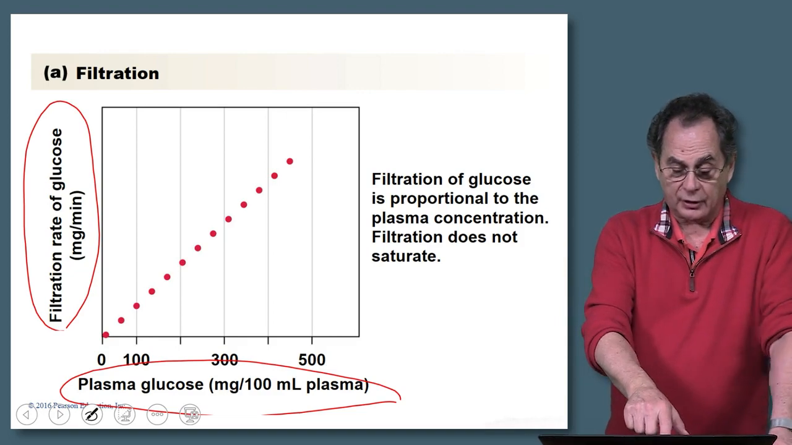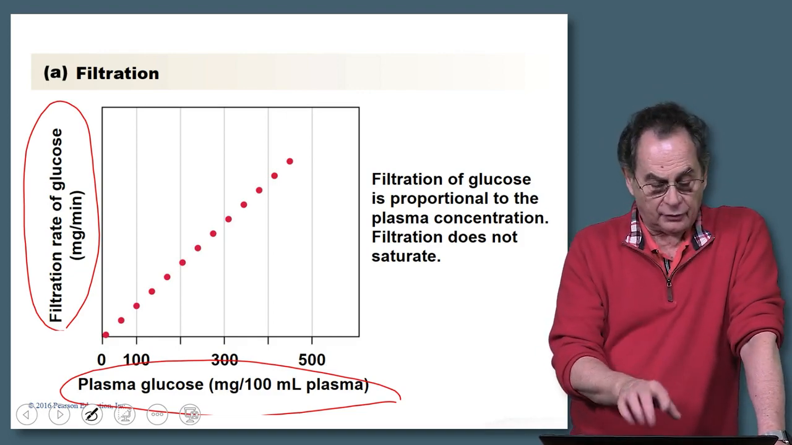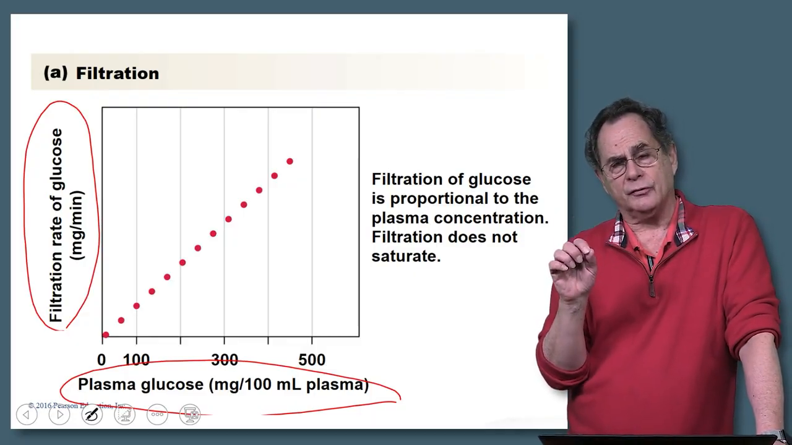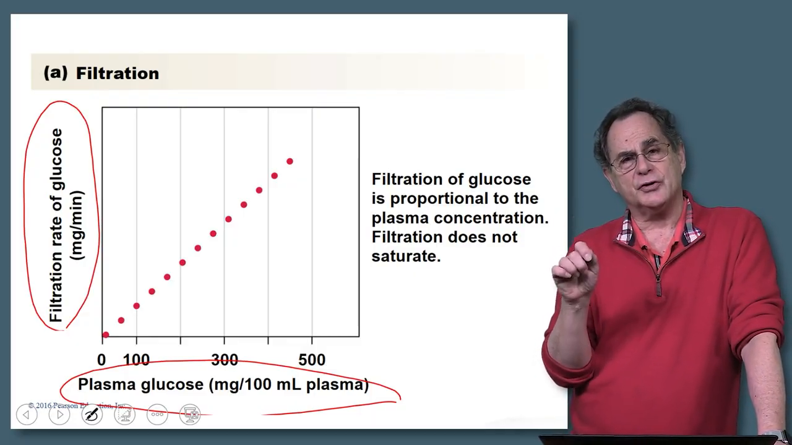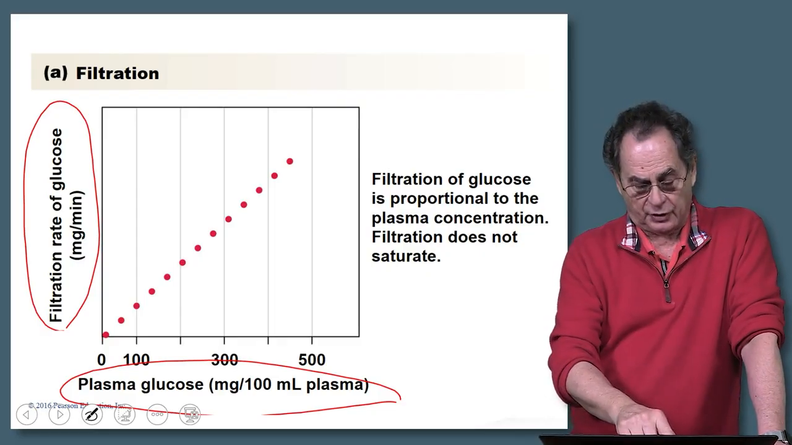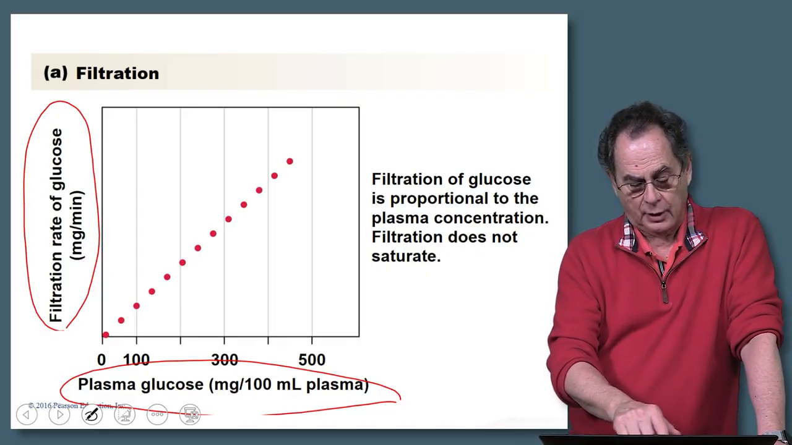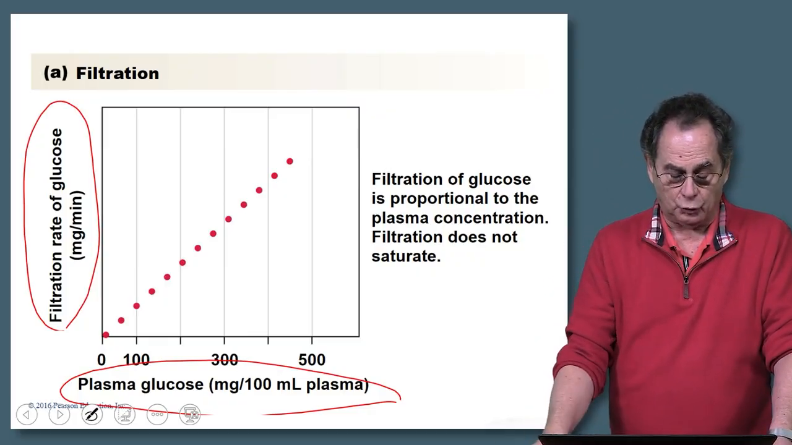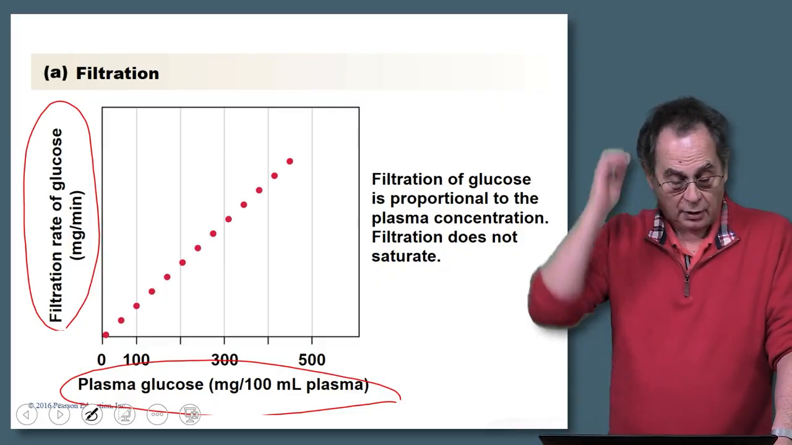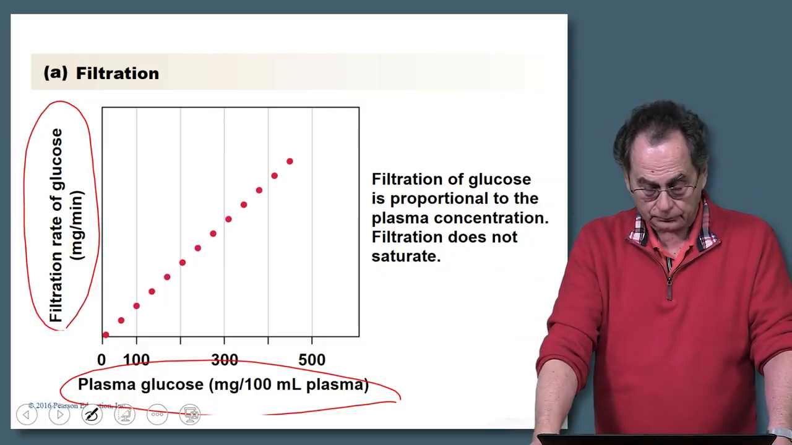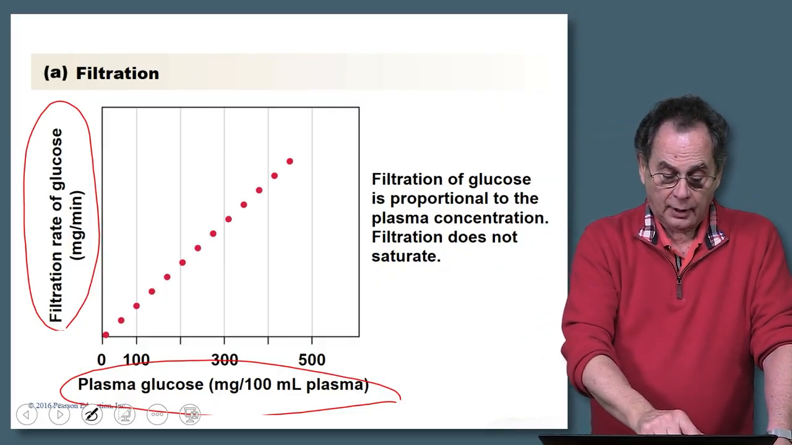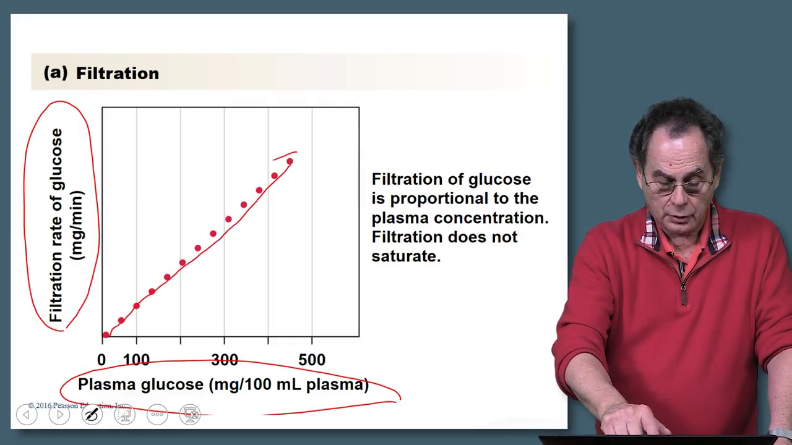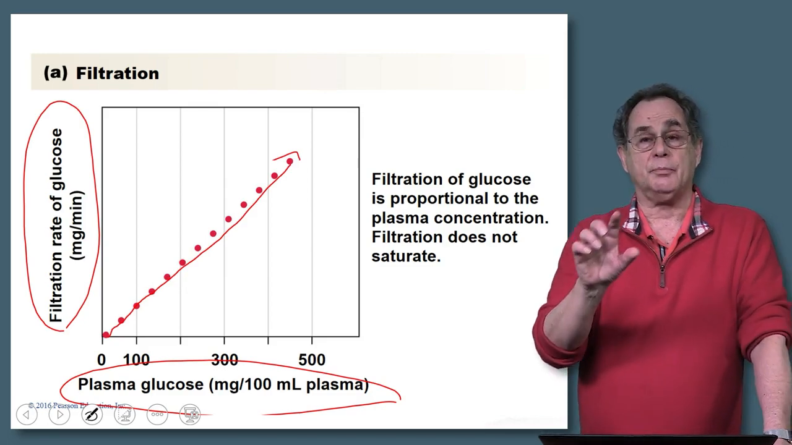Now, in this particular case, this is in American units taken from your textbook. This is milligrams per deciliter. I think this is equivalent to, in Canada we would say millimoles per liter, and 100 is about 5 to 6 millimoles of glucose. 300 is 18, 500 is about 30. So as the plasma glucose rises, the filtration of glucose will rise in parallel.